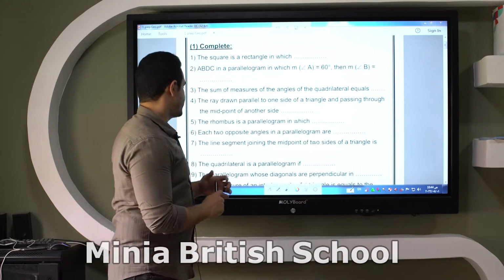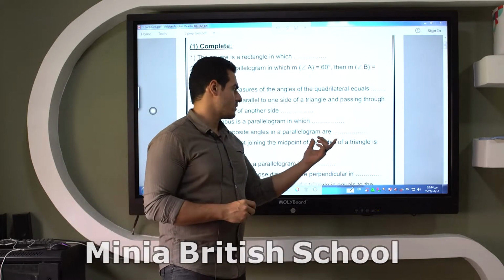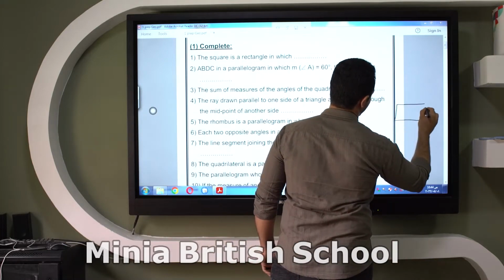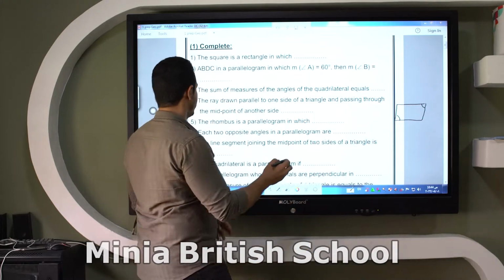Okay. Number 6, each two opposite angles in a parallelogram are what? Each two opposite angles, like this angle and this angle. Each two opposite angles are equal in measure.